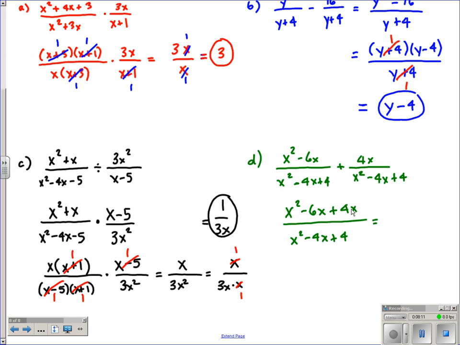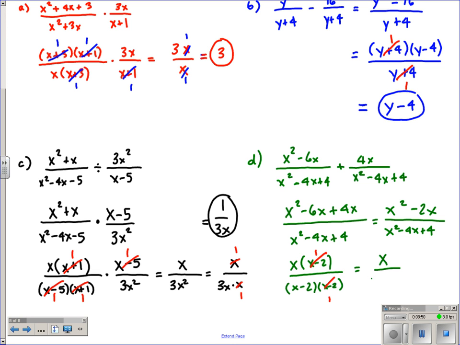We combine like terms and get x squared minus 2x over x squared minus 4x plus 4. Factor each of them. We've got x times the quantity x minus 2 over, when this factors, x minus 2 times the quantity x minus 2, in which case we can reduce. We're left with x over the quantity x minus 2. And that is your final answer there.